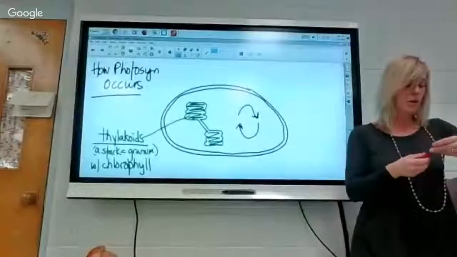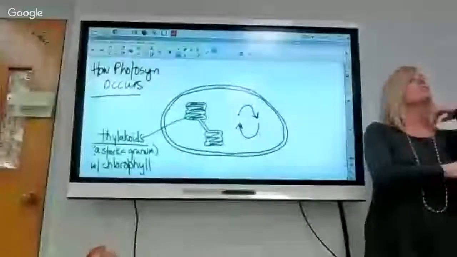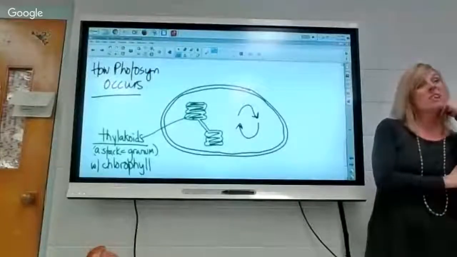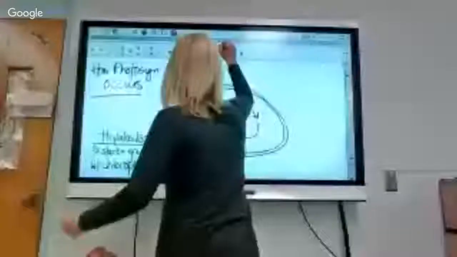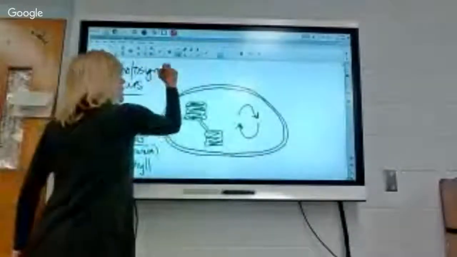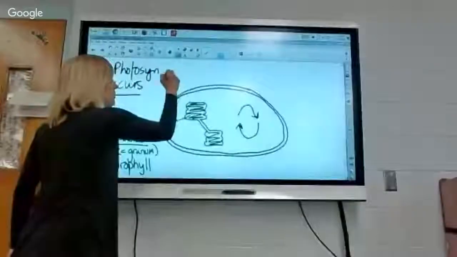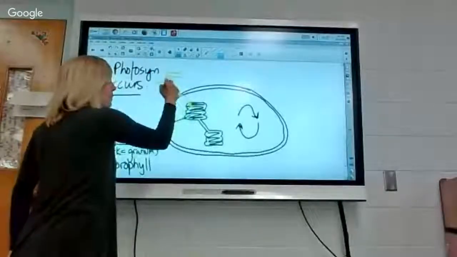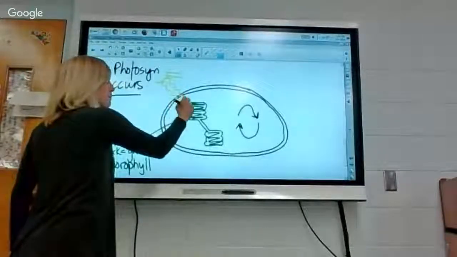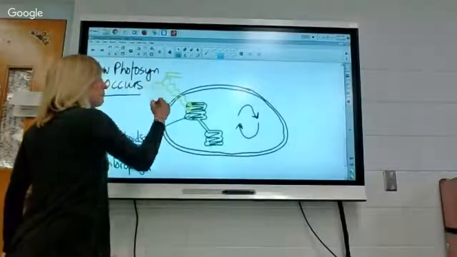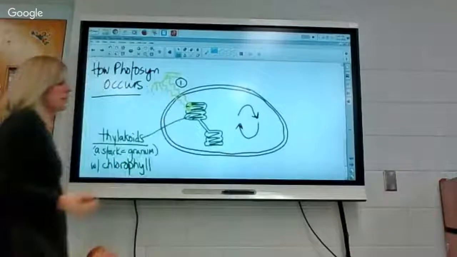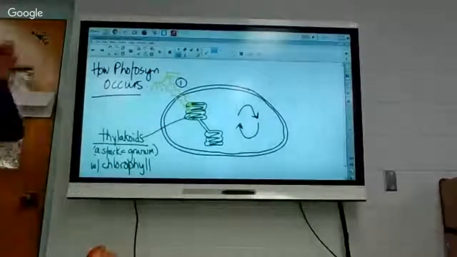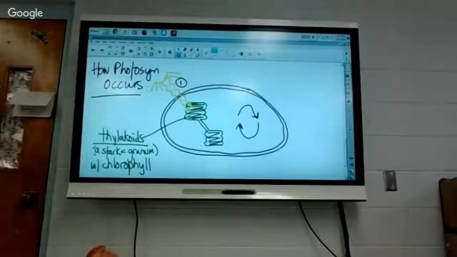So what starts the whole process? What do you have to have? Sunlight. Other than chlorophyll, you've got to have some sunlight. So that's what we're going to put up here. We have to have light. We have to have photons of light. And we're going to put a number 1 right there, because we'll write the steps down below, or we can write them to the side, wherever you have the most room.